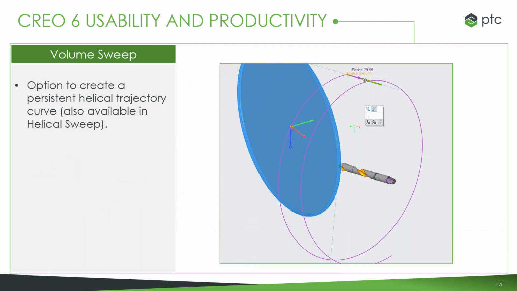Volume sweep has some new uses, and this is something that we were very excited to release in Creo 5.0, and we've kept on building on that. So this is where we're taking a solid model and taking it through a helical sweep to create things like cutting and grinding tools. What we've added is the ability to keep that helical tool path. We've always displayed it with the tool, but now you're actually able to keep that path going forwards.